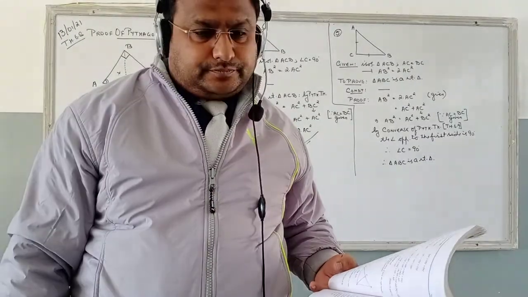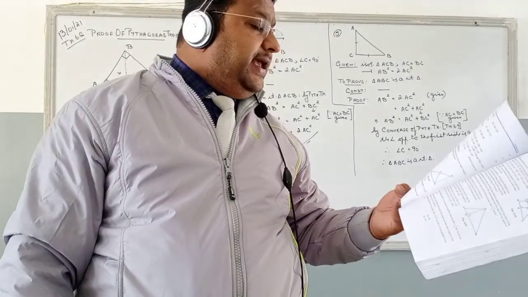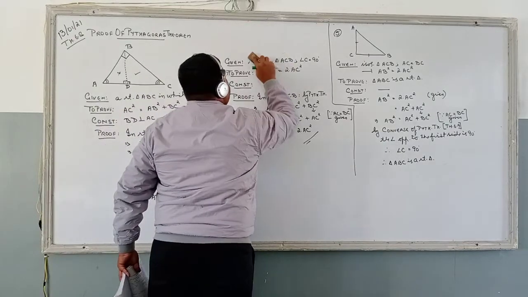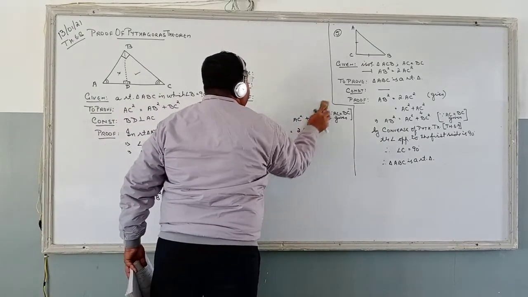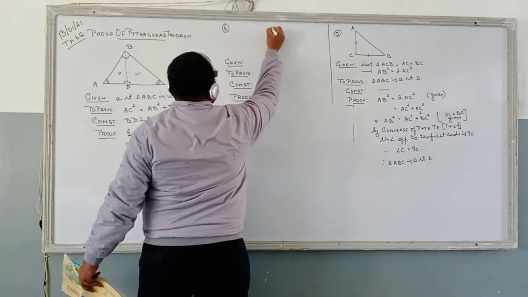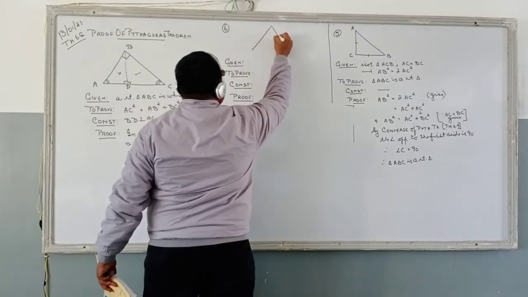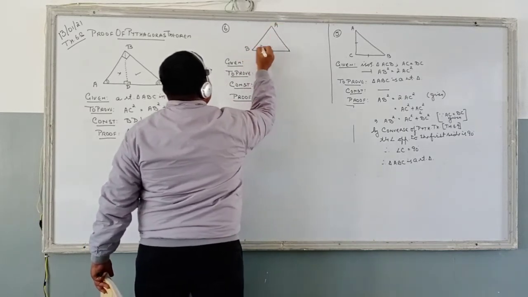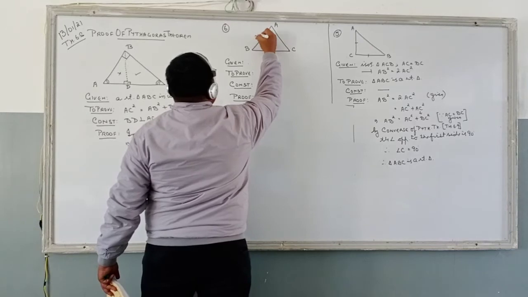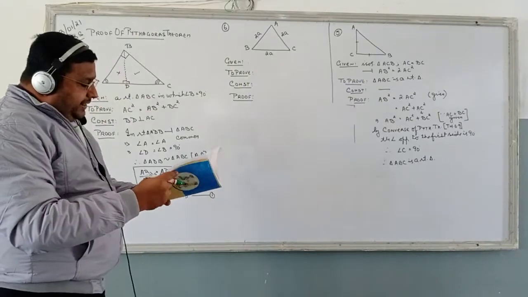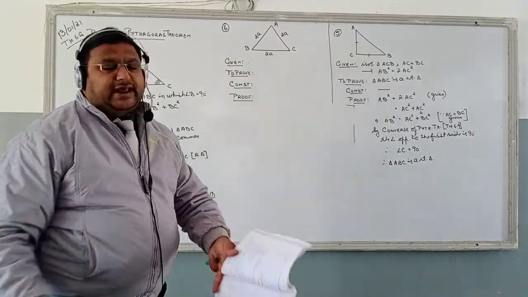Sixth question. Sixth question also you can see. ABC is an equilateral triangle of side 2A. Let us draw. Let us see what he means. He says equilateral triangle of side 2A. Okay. Question number 6. This is an equilateral triangle ABC. Equilateral triangle means all sides are equal, 2A, 2A and 2A. Right? Then he says, find each of its altitudes.